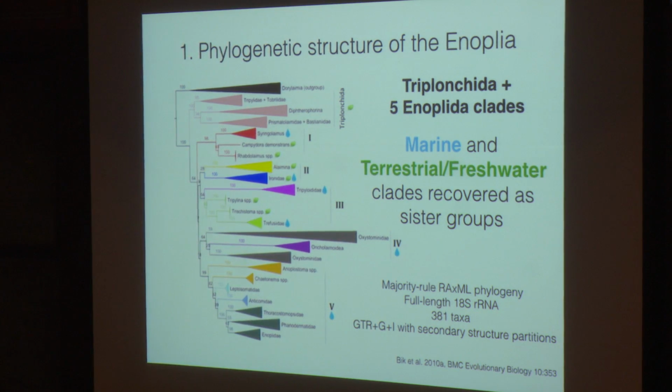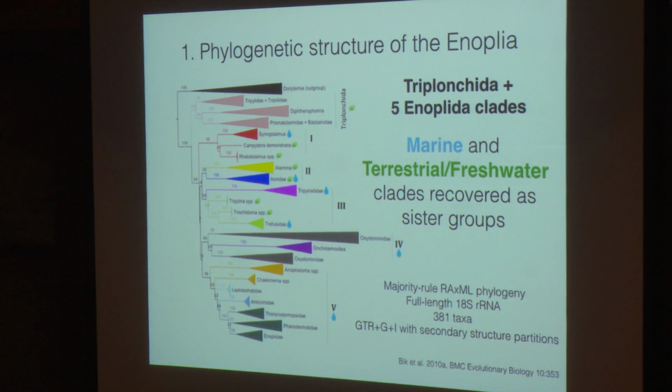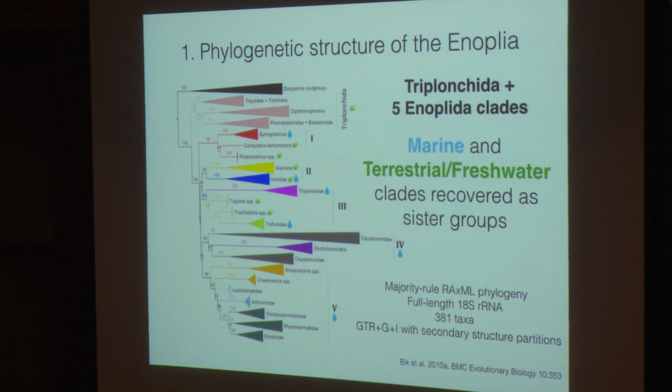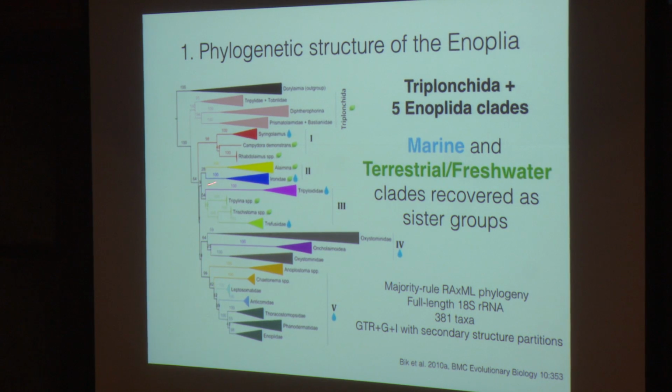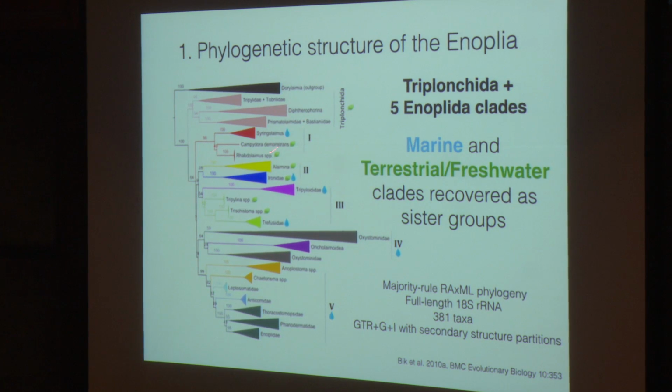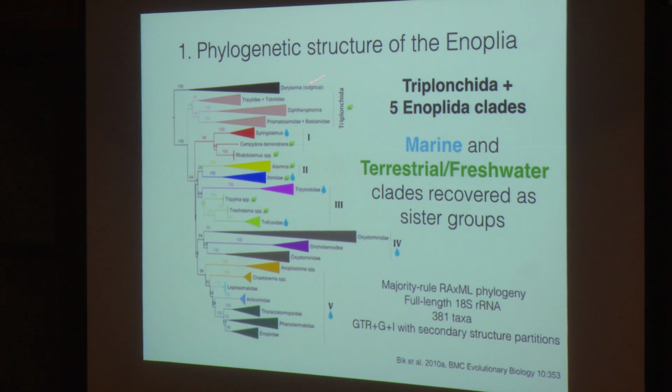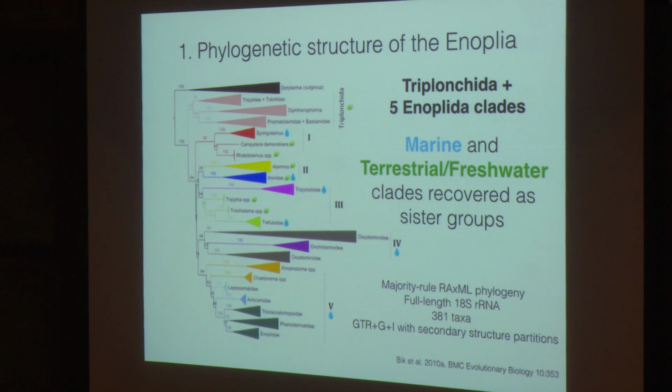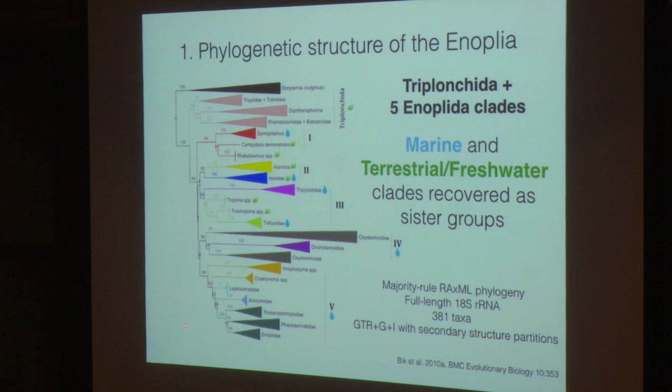Another question we asked is about the relationship between marine and terrestrial clades. And so in the phylogeny of this group of predatory nematodes, terrestrial species were recovered as sister groups to marine species, and this was consistent across the phylogenetic structure within this clade.